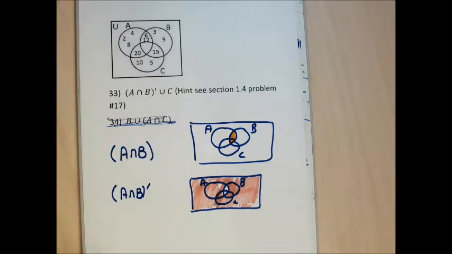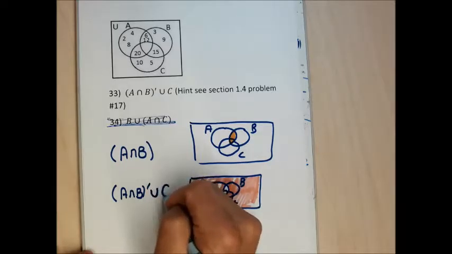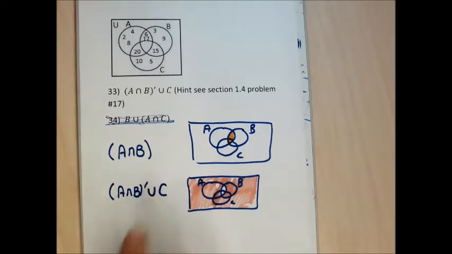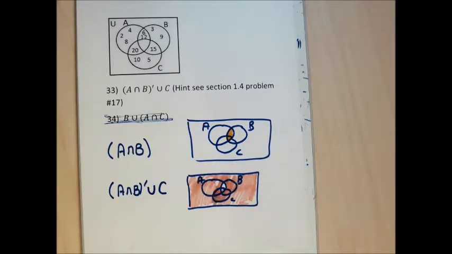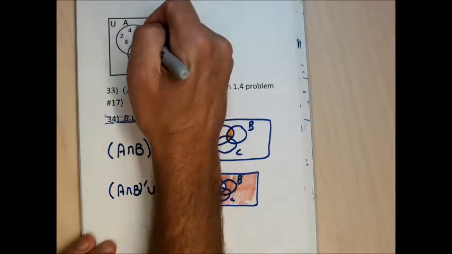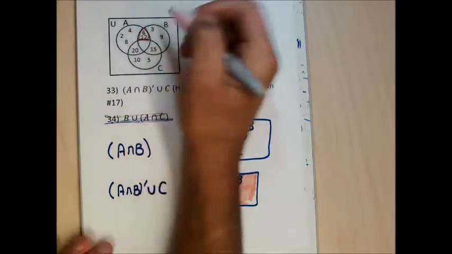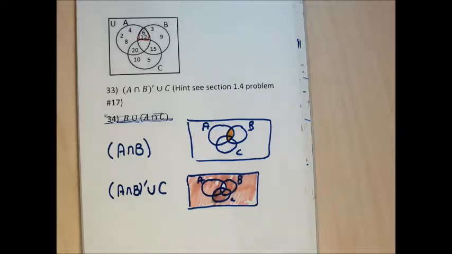And now I need to union that with C. Pretty easy to union it with C because I'm doing a union. I don't need another color. I just need to go now and fill in the entire C circle. So the only piece that's white is that piece right there, and everything else becomes shaded.